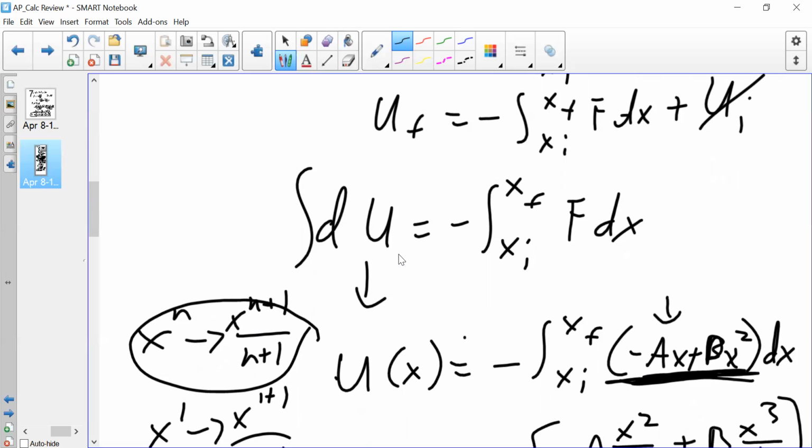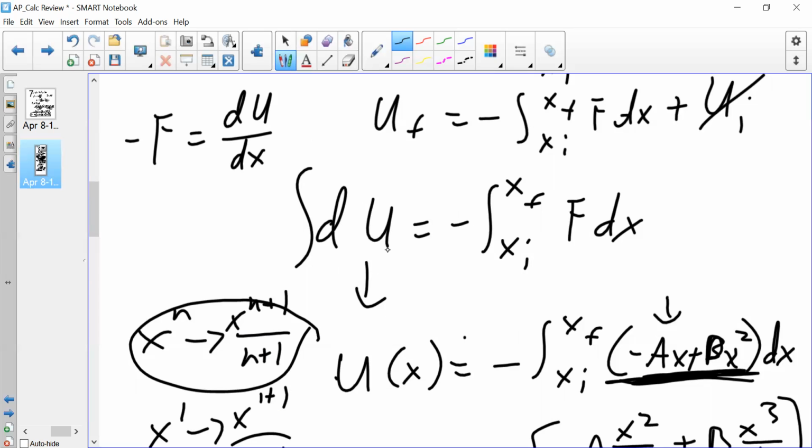So I just take my force function here. Basically what's happening is I'm going to say this is dU/dx, and that's why I have this negative over here. So I'm just representing it in terms of a gain of potential energy. So my dU here, or my U, will just be positive.